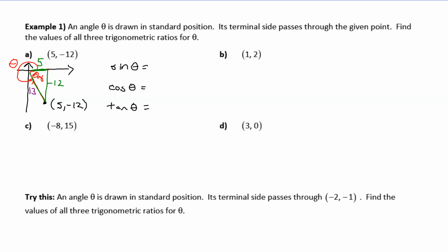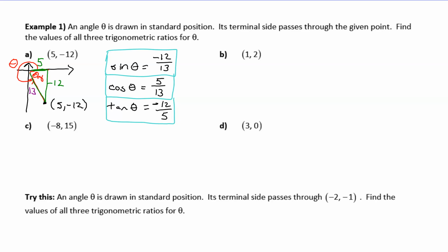Find sine theta, cosine theta, and tangent theta using SOHCAHTOA. Sine of theta equals opposite over hypotenuse. Cosine theta equals adjacent over hypotenuse. And tangent theta equals opposite over adjacent.